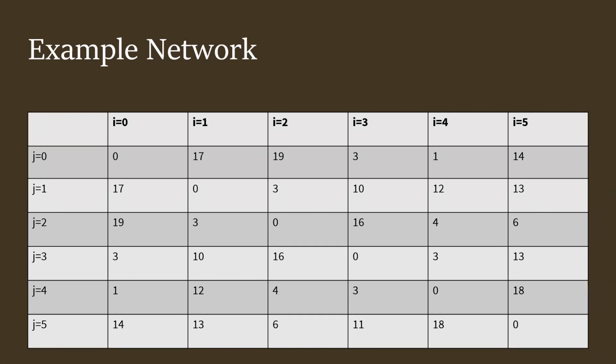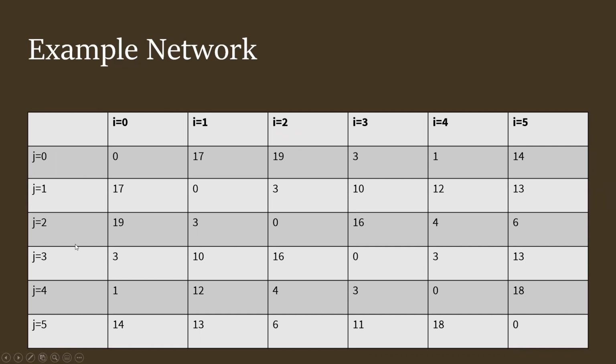This is an example of a distance matrix used by the author for their algorithm. And the way to read this is J is going to be your starting city and I is going to be your destination city. So say, for example, you're starting at city 1 or J equals 0. If you wanted to go to the second city or I equals 1, then that would take 17 miles. If you wanted to go from the first city to the third city, that would be 19 miles.